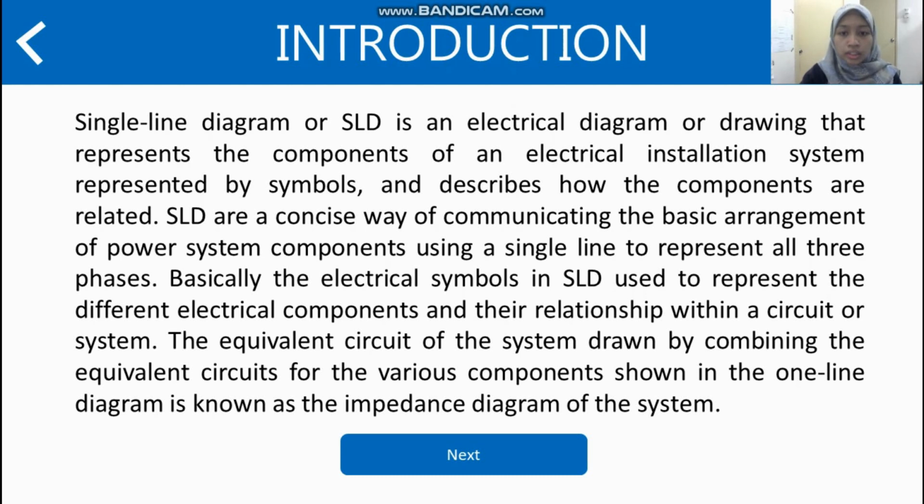a circuit or system. The equivalent circuit of the system drawn by combining the equivalent circuits for the various components shown in one line diagram is known as an impedance diagram of the system.